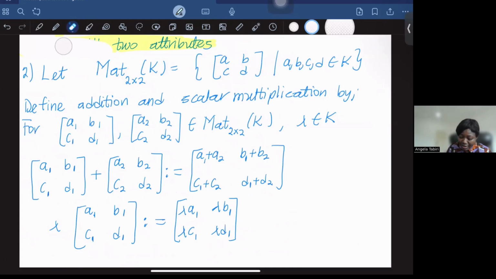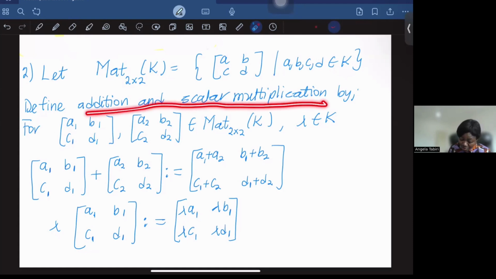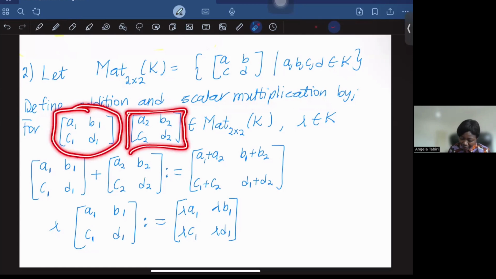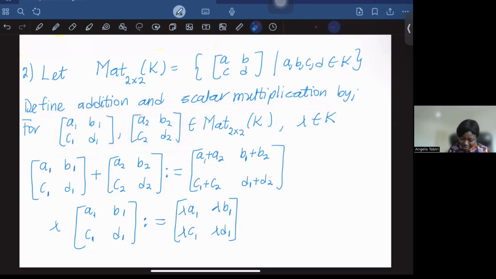So we define this to be what? Entries coming from your field, and we define addition and scalar multiplication. Now, if you have one array and another array, you add them what? Entry-wise. So this entry in the first row, first column, you add to the entry in the first row, first column. That gives you this. First row, second column, first row, second column. That gives you the addition. What about scalar multiplication? Scalar multiplication is defined by multiplying each entry in your array by it. You can check that this satisfies all the 10 axioms of the vector space.